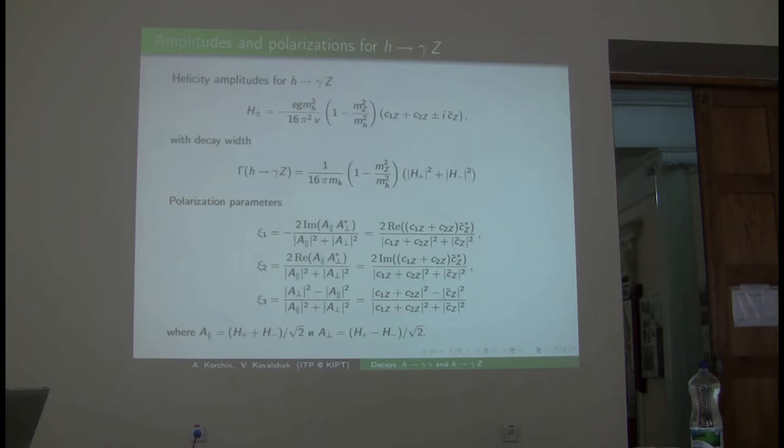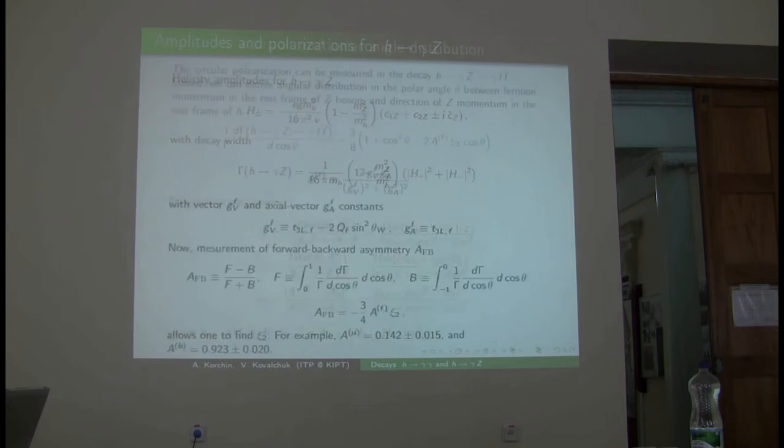This is very much similar to the first one. And since the effective Lagrangian is basically the same, we can also write this decay, and define polarization parameters in terms of the same coefficients which enter the effective Lagrangian. So what is important here, and I would like to draw attention to, is that this parameter psi 2, which is proportional to the imaginary part of this coefficient, is very sensitive to any new physics which can be present.